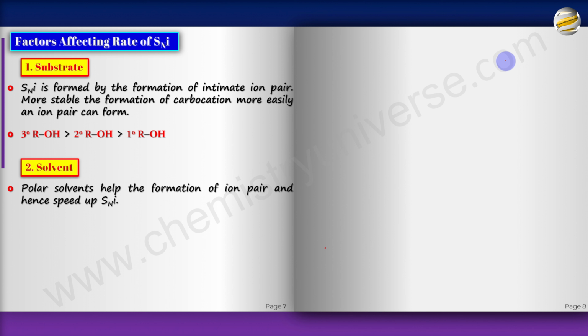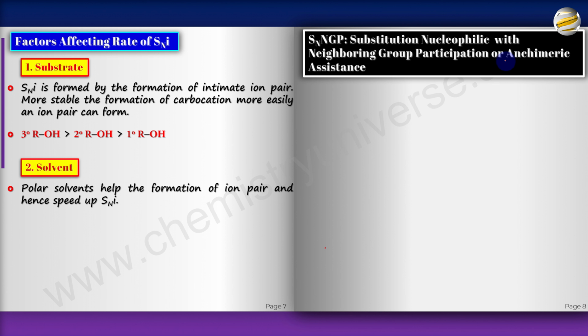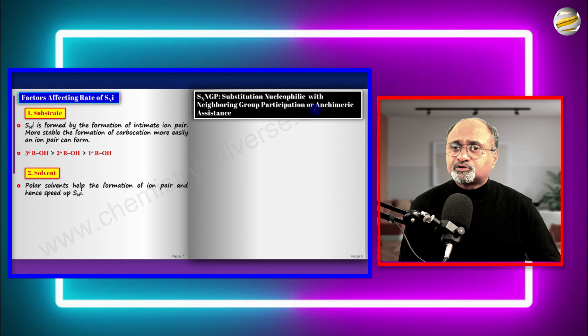Now let's talk about SNGP. And this is really, really interesting. SNGP is substitution nucleophilic NGP. S is substitution, and it is always nucleophilic. NGP stands for neighboring group participation, which means the group that is generally beta to the leaving group tends to make the reaction go faster than otherwise, as well as help retain the configuration on the carbon, rather than what would happen if it were pure SN2. Let me explain.